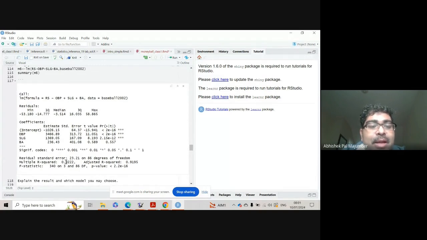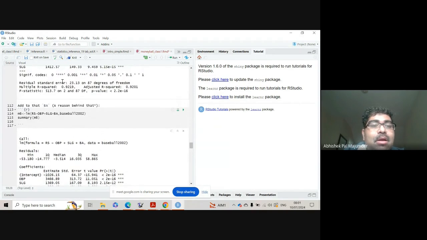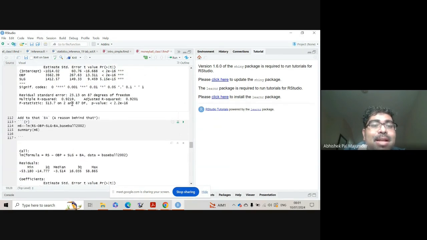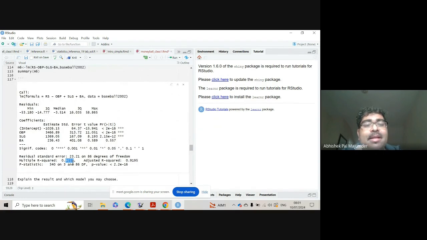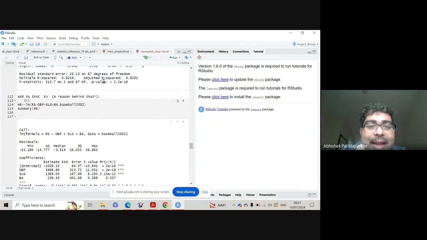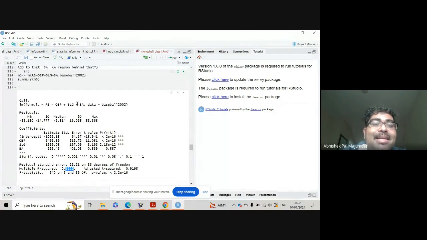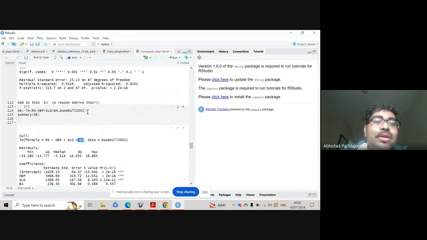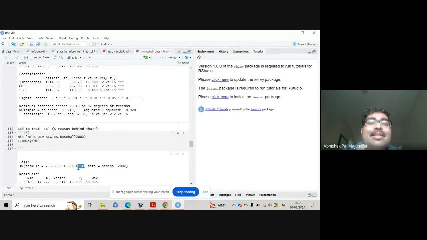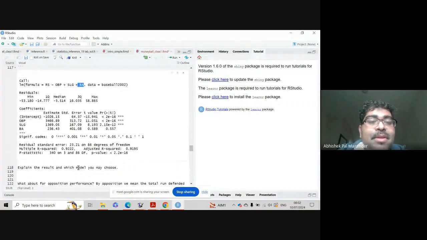The multiple R square incrementally increased from 92.19% to 92.22%, so it increased. But see, this adjusted R square decreased from 92.01% to 91.95%. So addition of this batting average to the existing ones is not a good choice. You just go ahead with OBP and SLG, and this is exactly what Paul did back then in 2002, in order to regress total amount of runs scored.